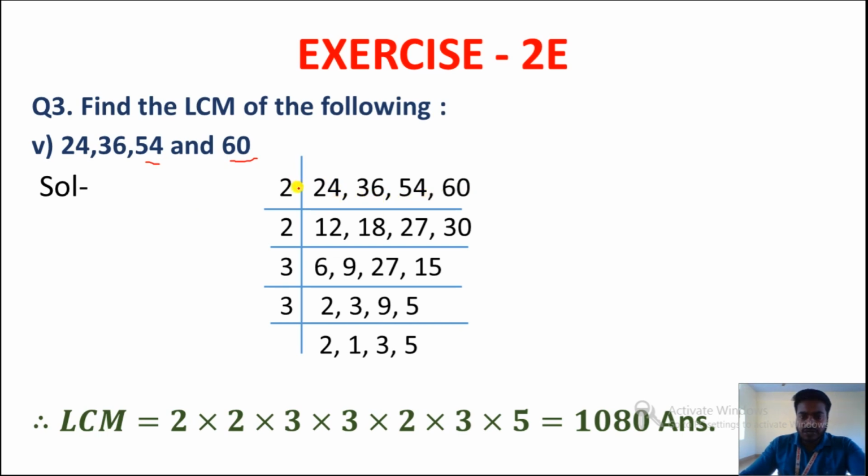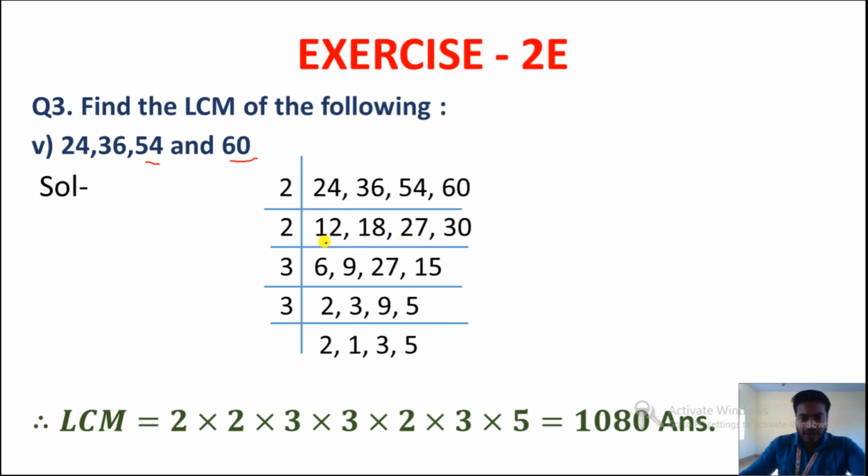Now we need to take the smallest prime number by which we can divide the given numbers. Alright, so we'll take 2 because 24, 36, 54, 60 all are divisible by 2. So we'll take 2 and divide. When we divide 24 by 2, we'll get 12. When we divide 36, we'll get 18, here we'll get 27 and here we'll get 30.